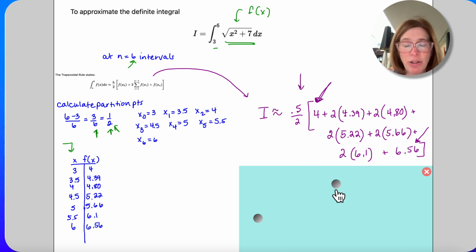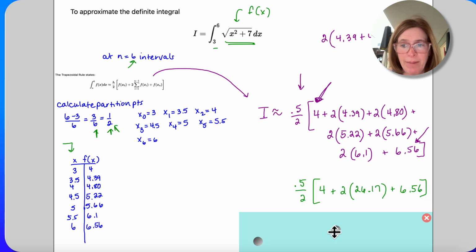Now I did that out. You could have written it as 2 times 4.39 plus 4.80, plus 5.22 and so on. It's the same thing. It's the distributive property. I just want to make sure you know that, but I wanted you to see that every point in the middle would get multiplied by 2.